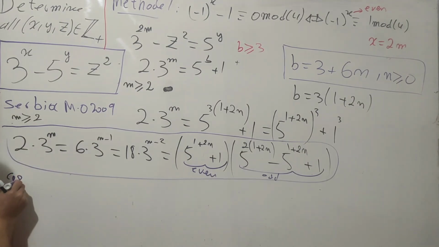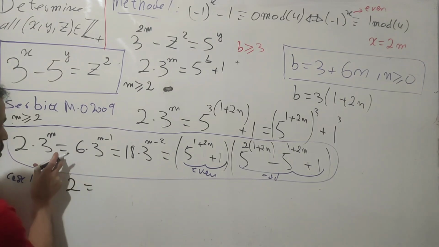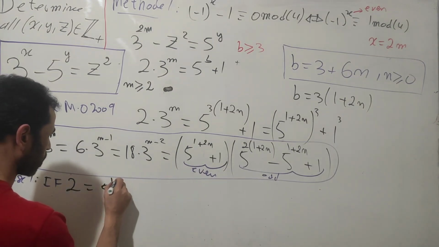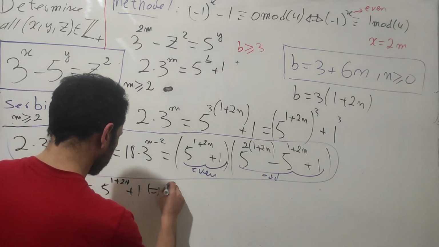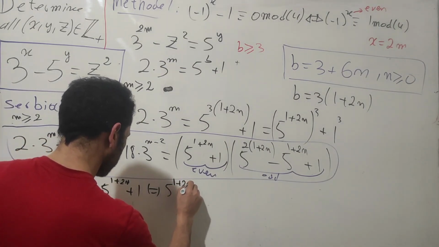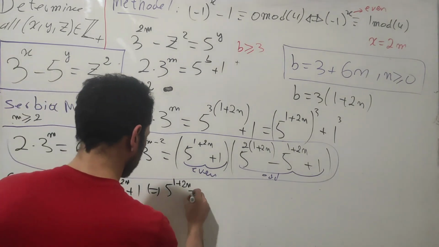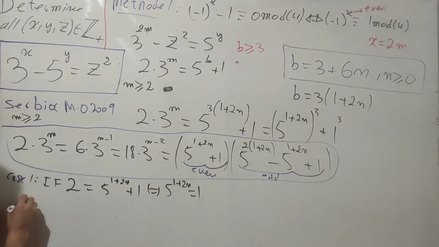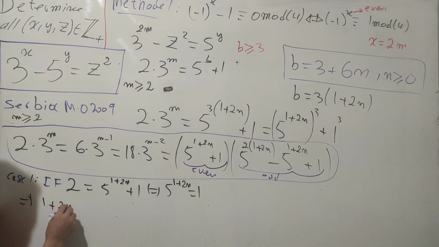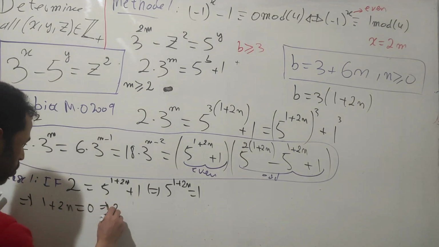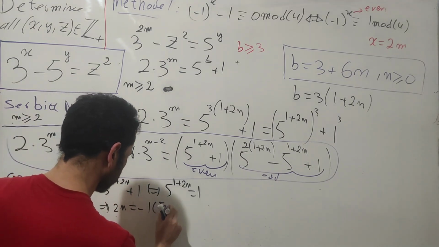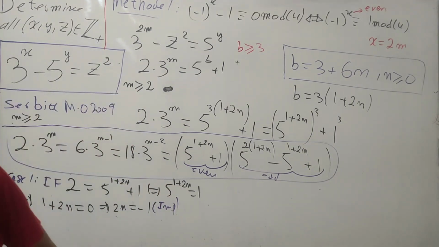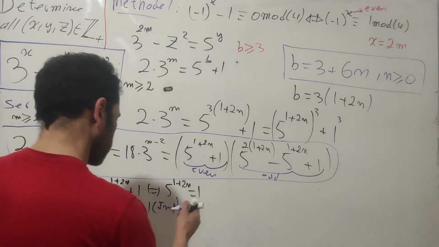Case number 1, if 2 equals this one, 5 to the 1 plus 2n plus number 1. So this one immediately is going to give us 5 to the 1 plus 2n equals 1, which implies 1 plus 2n equals 0. Thus 2n equals minus number 1. It's clearly impossible. Okay, let's move on to case number 2.